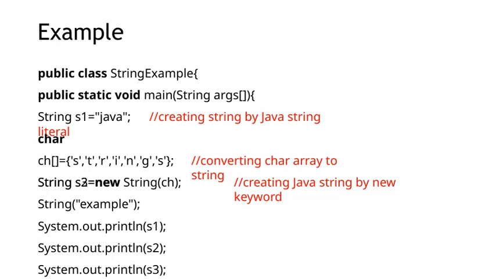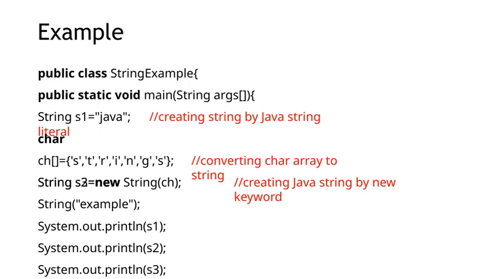All right, let's take a closer look at this example to understand how strings are created in Java. First, we have a class called stringExample, which contains our main method. Inside the main method, the first line shows creating a string using a Java string literal, which is simply assigning a sequence of characters enclosed in double quotes to a variable s1. This is the most common way to create strings in Java because it's straightforward and easy to read.